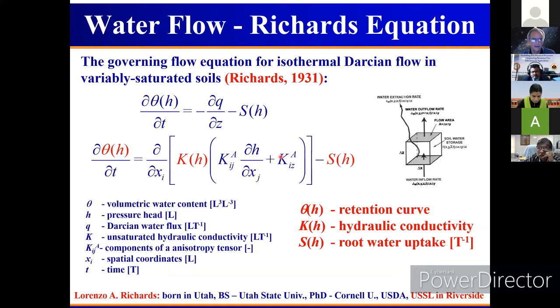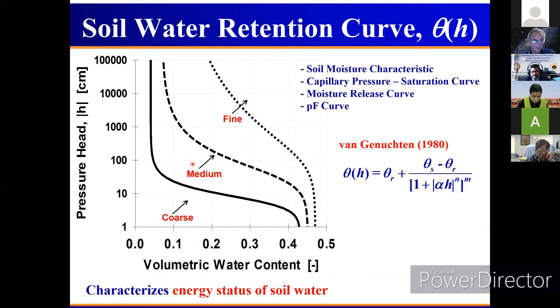And it is highly nonlinear, as I mentioned, because of these functions. One is the so-called retention curve, and one is the so-called hydraulic conductivity function. And these functions represent the main input into the model. I have here examples of the retention functions, which characterize the energy status of soil water. Each soil has its own unique retention function. And in this graph, I use the analytical model developed by Rien van Genuchten, which was published in this paper in 1980, which is by far the most widely cited paper in hydrology and has about 30,000 citations. So more than most people obtain in their whole career.